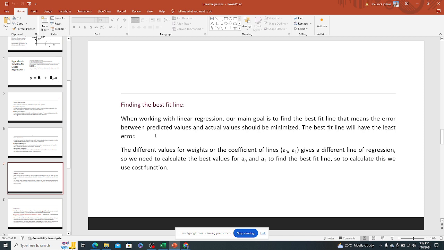However, different values of weights or coefficients give a different regression line. So we need to calculate the best values of a0 and a1. These are our coefficients, the gradient and the y-intercept. To optimize and get a better regression line, we have to optimize our weights or coefficients. And how do we do that? We usually use a method known as cost function.